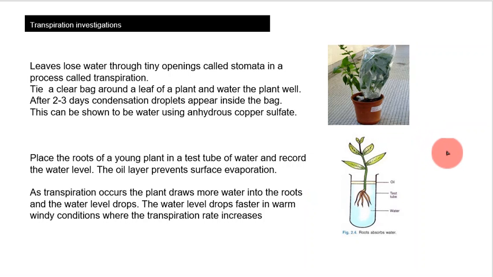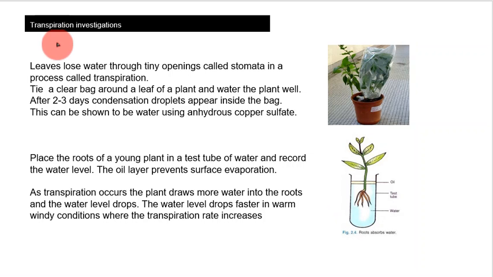Place the roots of a young plant in a test tube of water and record the water level. The oil layer prevents surface evaporation. As transpiration occurs, the plant draws more water into the roots and the water level drops. So the water level drops faster in warmer, windy conditions where the transpiration rate increases. So again, if it's warm and windy, water will be blown off the leaves and it'll evaporate more readily. So you'll find that the water level will drop much quicker.